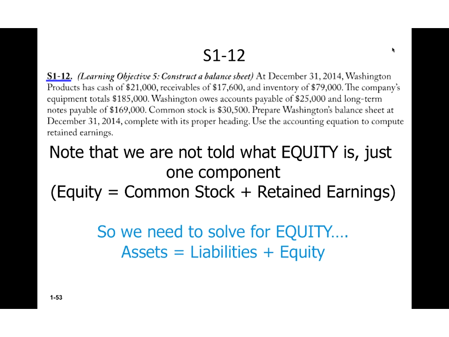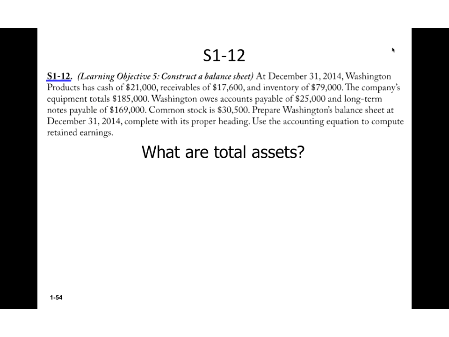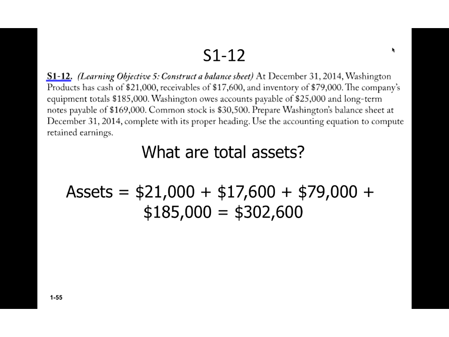Okay, so our accounting equation is assets equal liabilities plus equity. First thing we're going to do: what are total assets? So we need to calculate total assets. I'm going to go through here and pick out all the assets. What I see here is I've got cash. Cash is an asset. Receivables, $17,600, those are an asset. $79,000 of inventory is an asset. Equipment is an asset of $185,000. So my total assets are $302,600. Okay, those are coincidentally the first 4 items given to us. So I have to calculate my total assets.